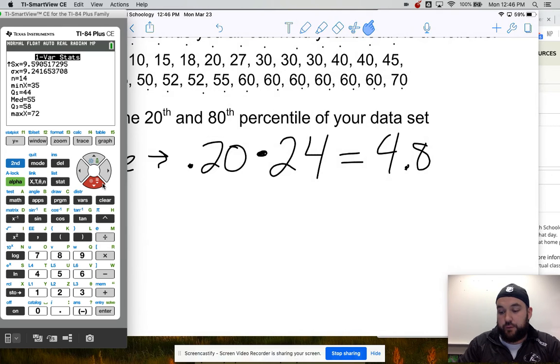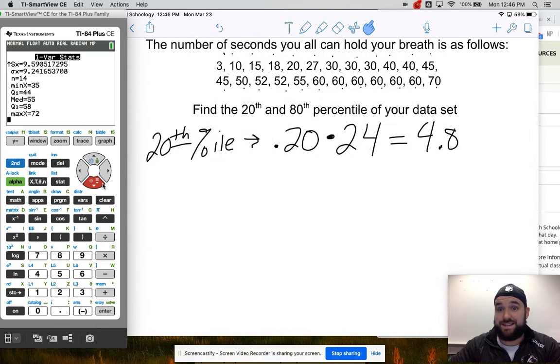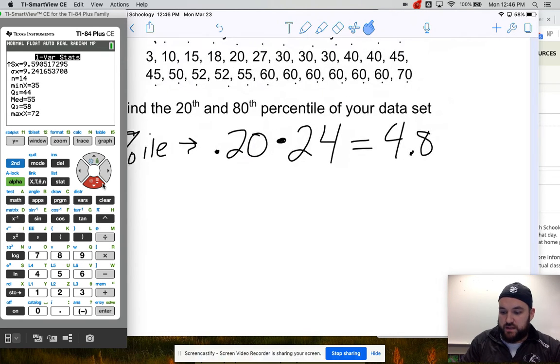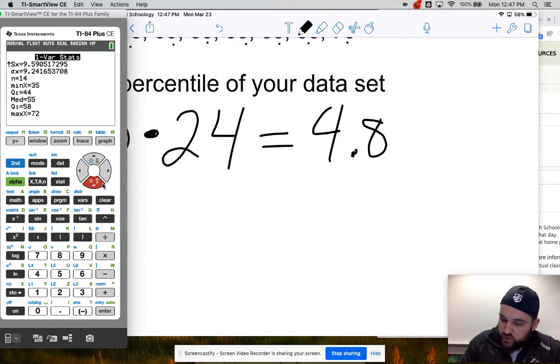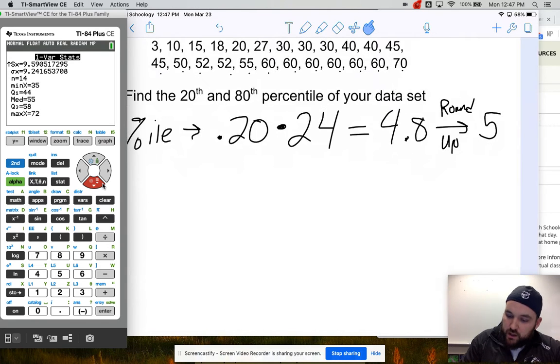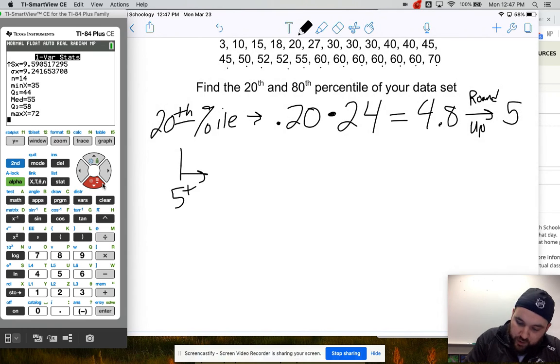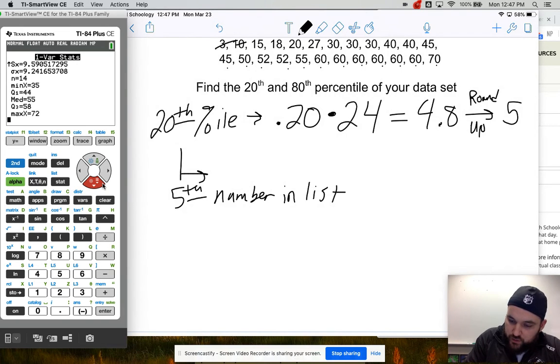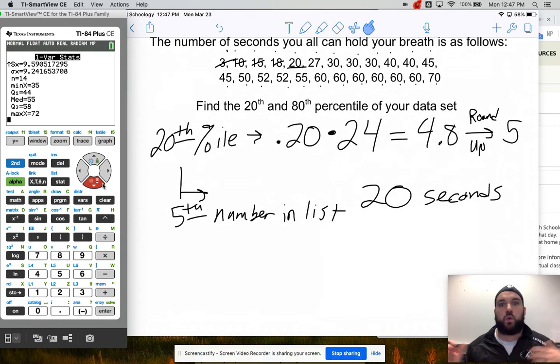Now, for figuring out a percentile, that 4.8 is not the answer. It means that the number that's 4.8 in the list is the actual 20th percentile. Since it doesn't make sense for this to be a decimal, we will always round this number up. Always for percentiles, we will round this value up. In this case, it rounds up to 5. So the 20th percentile is the 5th number in the list when ordered from least to greatest. The 5th number in the list, 1, 2, 3, 4, 5, is 20 seconds. So if you can hold your breath for at least 20 seconds, you are in the 20th percentile, meaning you are at or better than 20% of your peers.